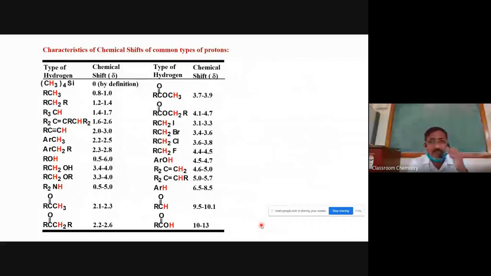Now we will see some characteristics of chemical shift value. That table is given. You have to remember this. When there is an offline exam, generally this data, some values, are given. So that is very helpful for solving the problem. So remember, if the exam is offline, then this is already there. But if it is in online mode, then it is very difficult. So you have to remember, and that is very easy to remember.